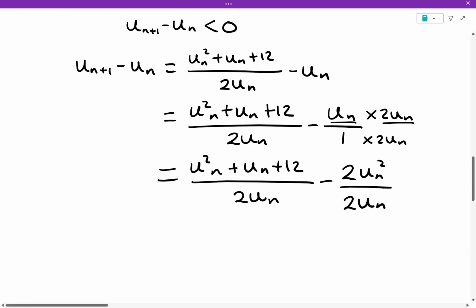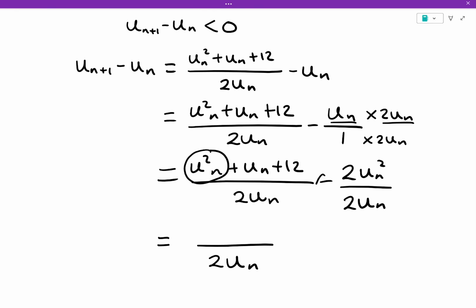So we can now subtract our numerators. Our denominator will stay exactly the same. And we're going to have un squared subtract 2un squared. So that's going to give me negative un squared. And then the rest of my terms are going to stay the same. So we'd have the plus un and then the plus 12 like that.